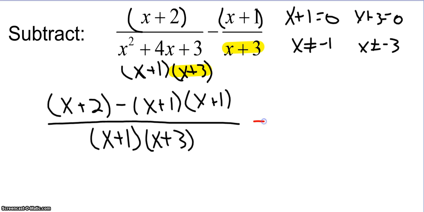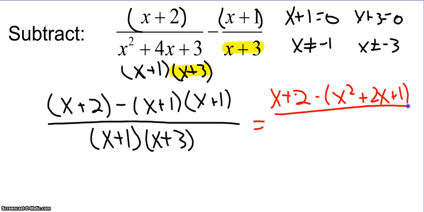Now let's multiply. So the x plus 2 is going to stay by itself. I'm going to go ahead and drop those parentheses. Then I have a negative sign. And you're going to use your box method. So x times x is x squared. x times 1 is x, plus x times 1 is x. So that's going to be a plus 2x when you combine. And then 1 times 1 is 1, so plus 1. All over x plus 1 times x plus 3.